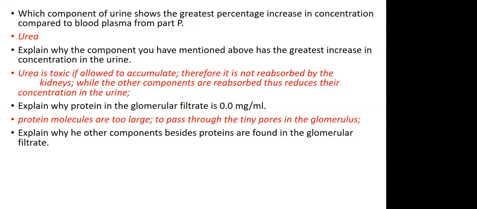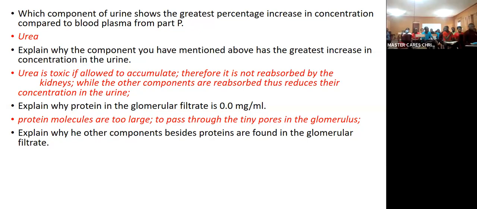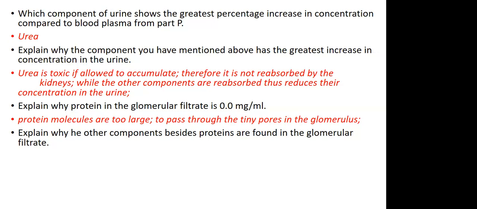Okay, let's have Master. I think they were able to pass through the glomerulus. This is because the substances were smaller compared to the pores of the glomerulus, so they were able to be filtered out. Okay. Is it just because of the size? Why else are they able to go through the glomerulus?